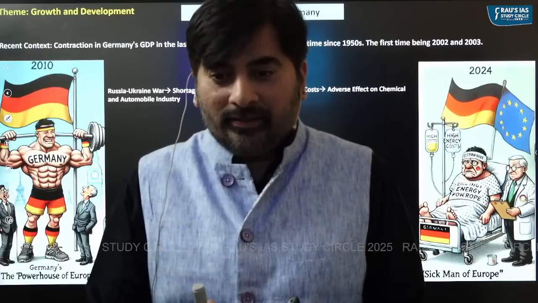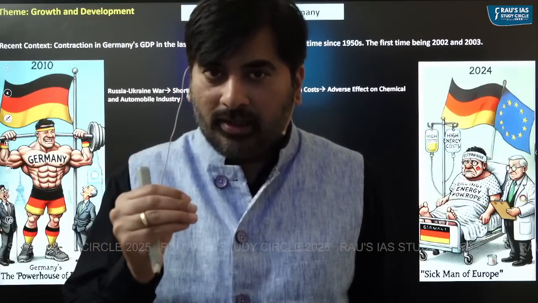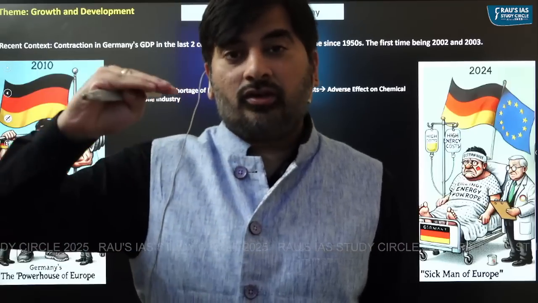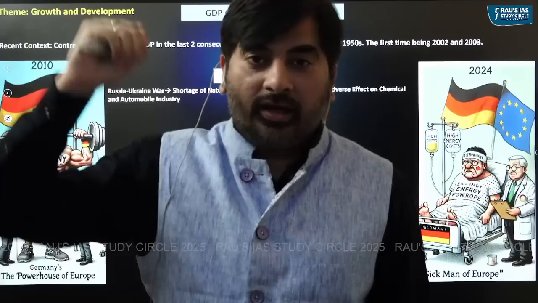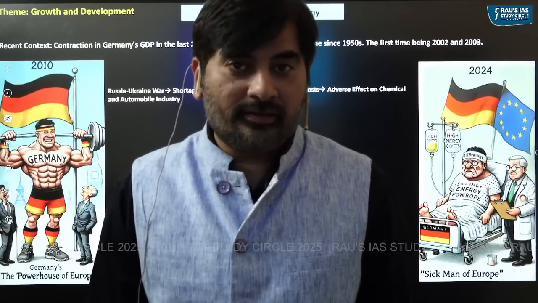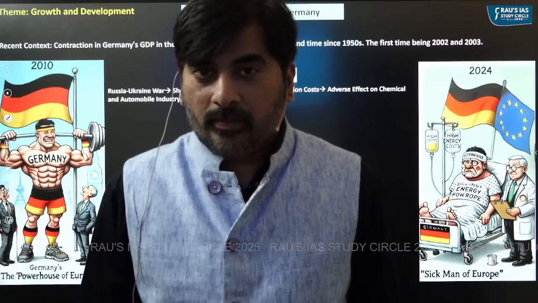Now, the thing is, because there was a shortage of natural gas in Germany, and natural gas being a critical input, the production cost in Germany skyrocketed. And if the production costs increase, what will happen to the profits of the companies? Profits of the companies would obviously reduce.